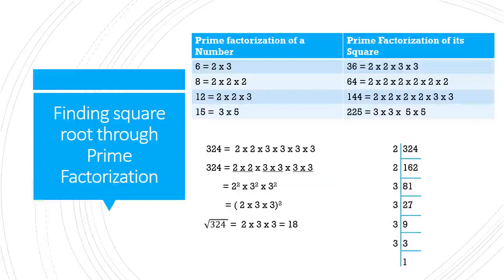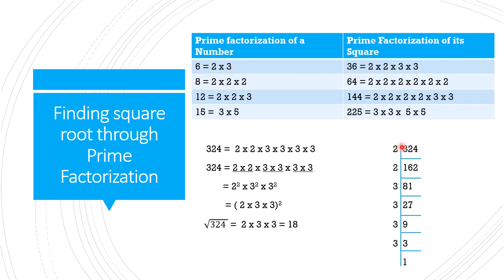In this table, we can see the prime factorization of a number and its square. Okay, 6 is equal to 2 into 3. The square of 6 is 36. 36 is equal to 2 into 2 into 3 into 3. You know children, prime factorization is writing a number as a product of its prime factors. This you can do by the multiplication method or division method.